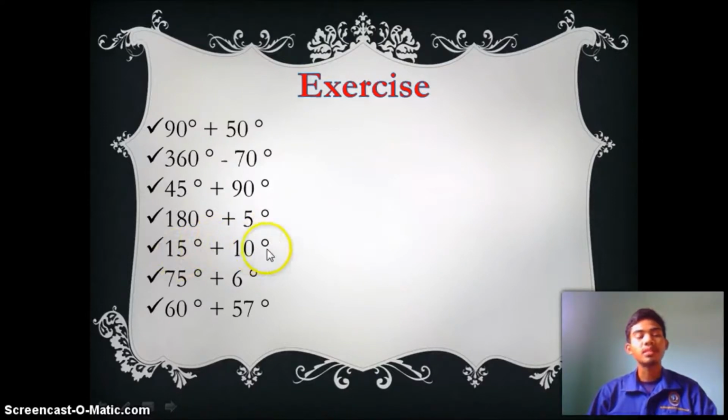15 degrees plus 10 degrees will become an acute angle. 75 degrees plus 6 degrees will become an acute angle, and 60 degrees plus 57 degrees will become an obtuse angle.